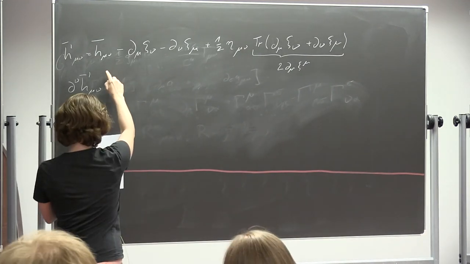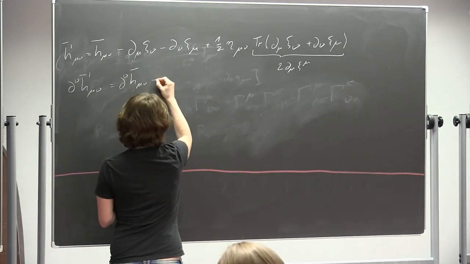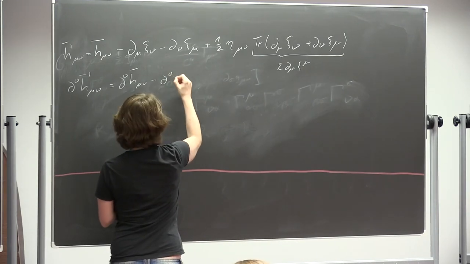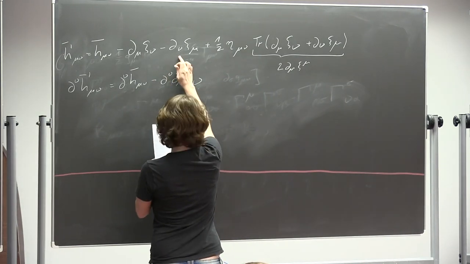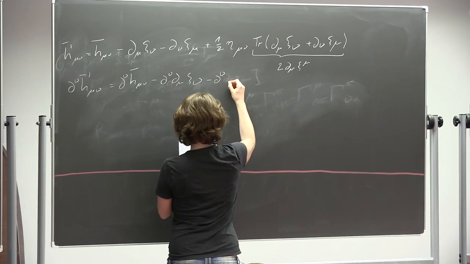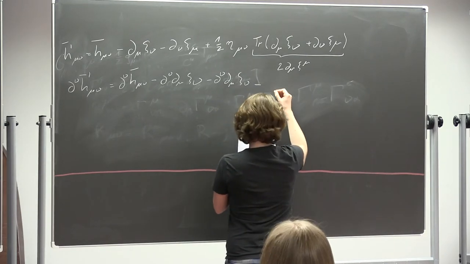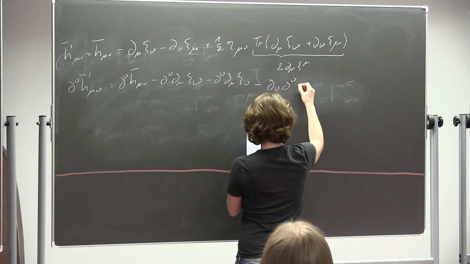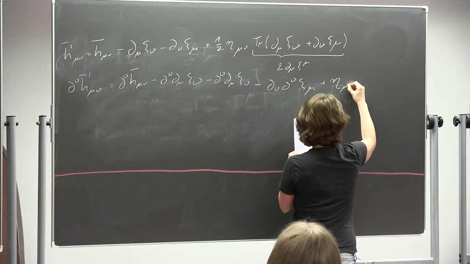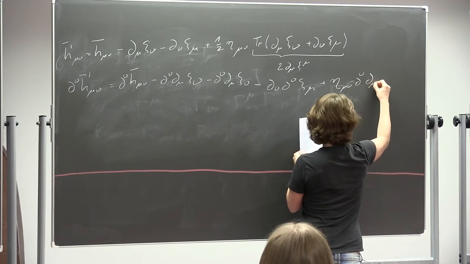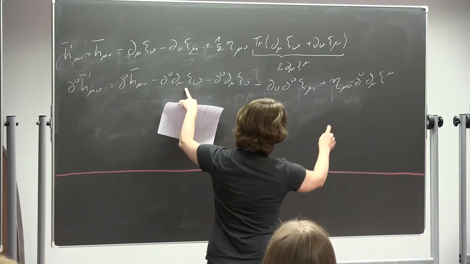So you just compute it here. So del nu h mu nu bar minus del nu del mu psi nu. So this guy. Now this guy minus del nu del mu psi nu minus del nu del nu psi mu plus last term eta mu nu del mu psi mu. And now this term and this term.